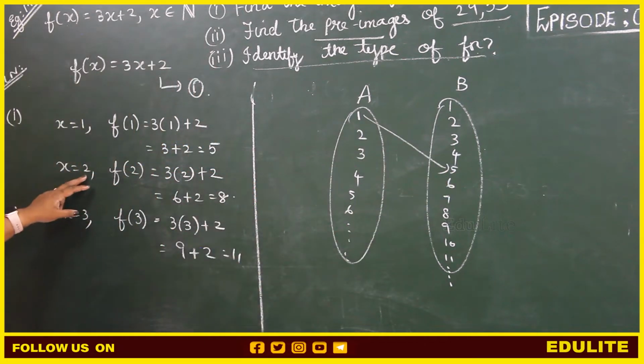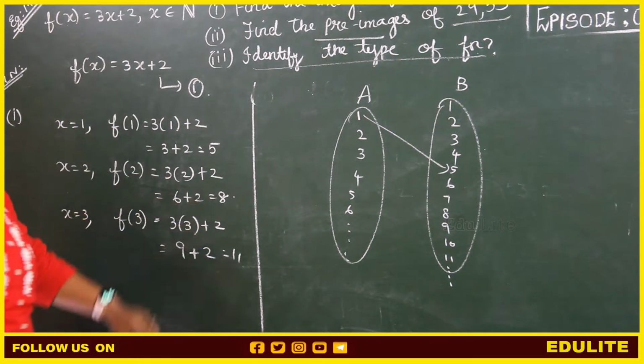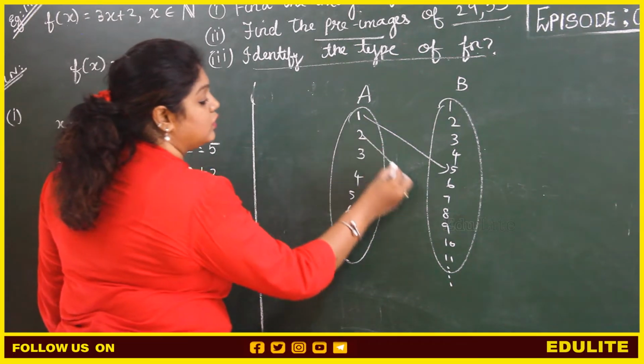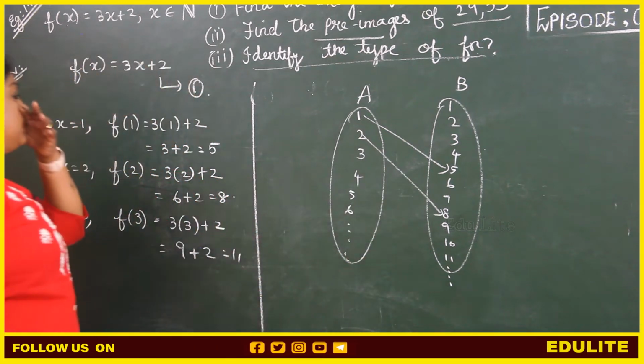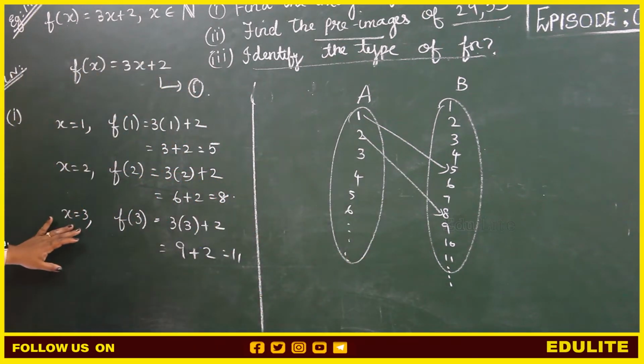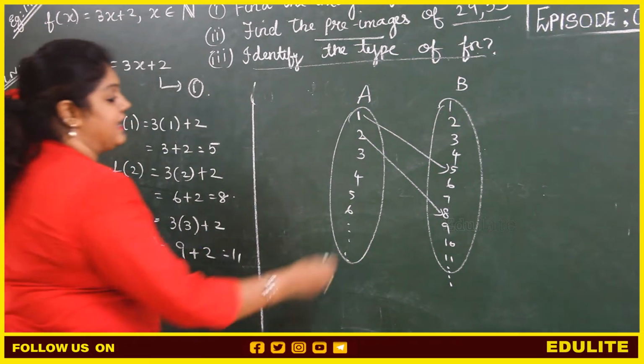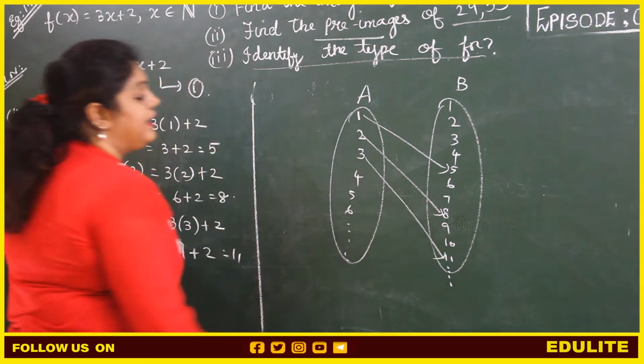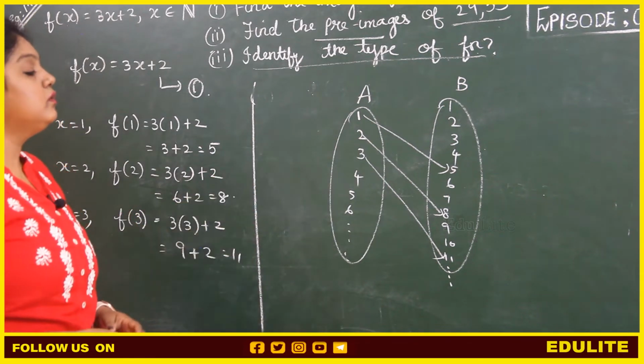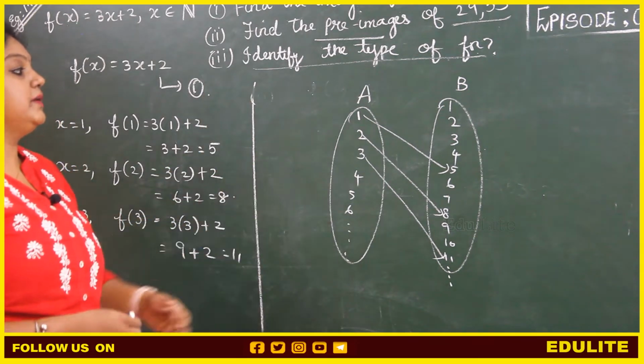Next, for 2 also we found that if I put x equal to 2, we got the value of y as 8. So 2 is mapped to 8. Similarly, we have the value for 3 also. When x equals 3, we got the value of y as 11. Therefore, 3 is mapped to 11. From this itself, we can conclude which type of function it belongs to.